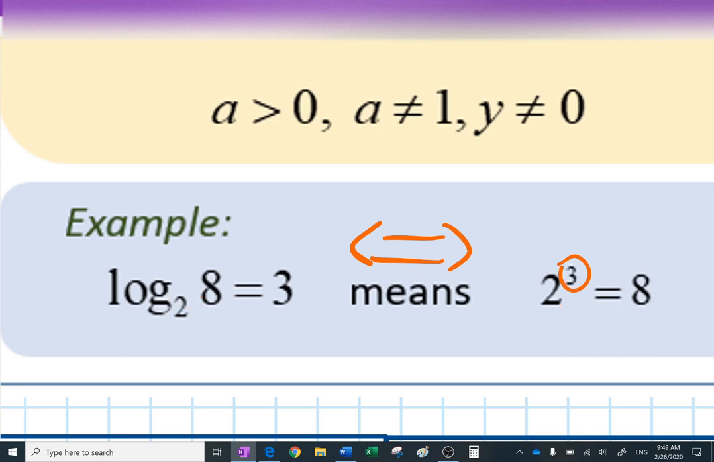And vice versa. So 2 to what gave me 8? That's the logarithm. Log base 2 of 8 is 3. So 2 to the 3 gave me 8. That's the idea.